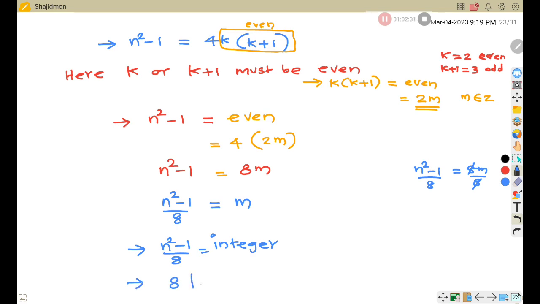8 divides n square minus 1. Hope you understood, correct? What is the meaning of that? P true means q is also true, correct? So what is the meaning? P implies q. Hope you understood this question, how we are doing. You can practice one more time.